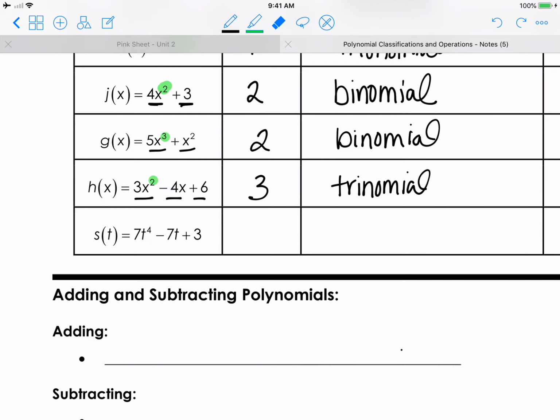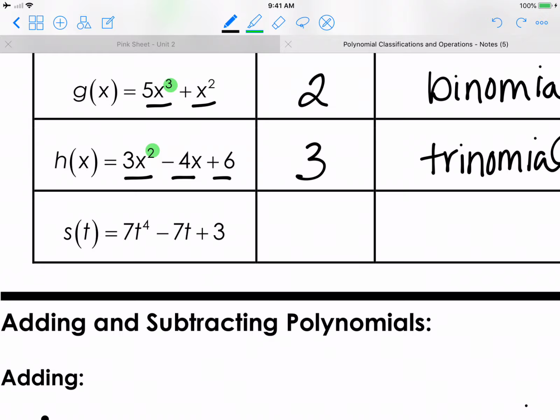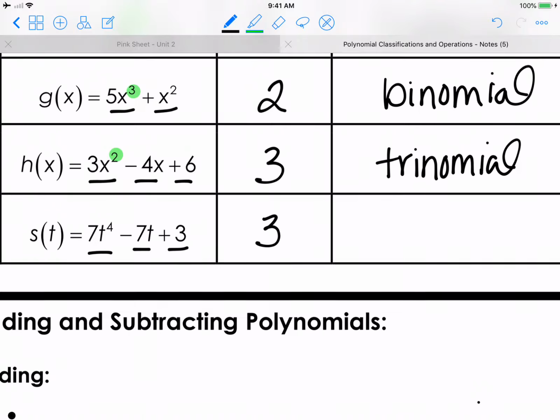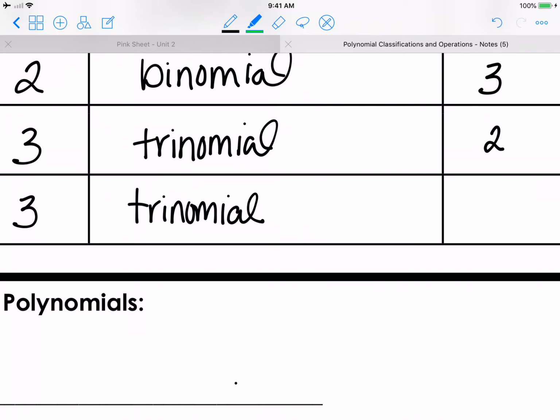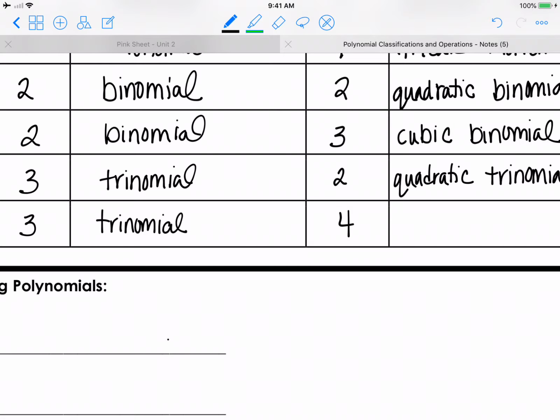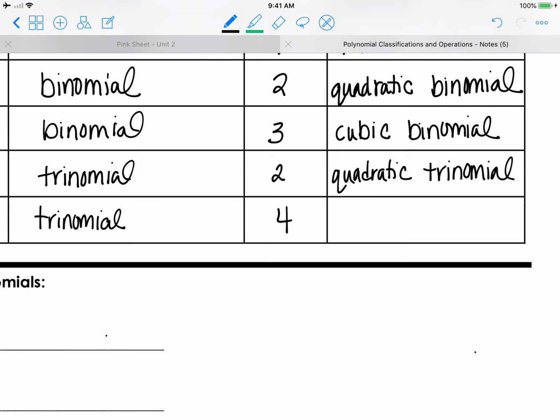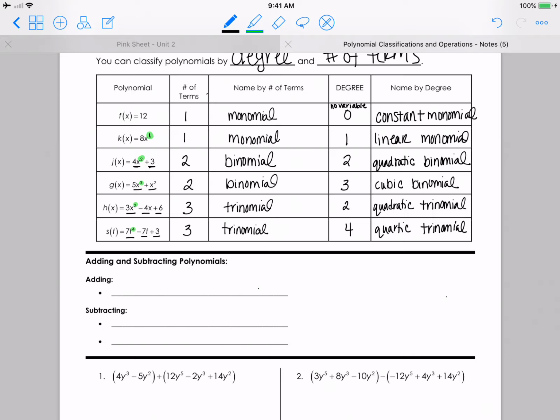All right, last one. Okay, so we have 3 terms again. So it's a trinomial. And we have a highest degree of 4. So we would call this a quartic trinomial. All right, so that's all about classifying.